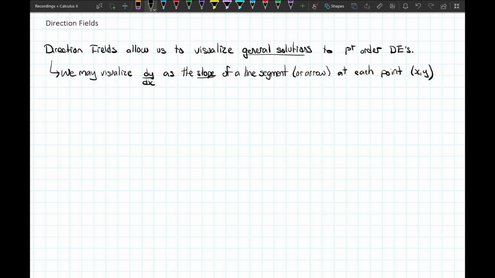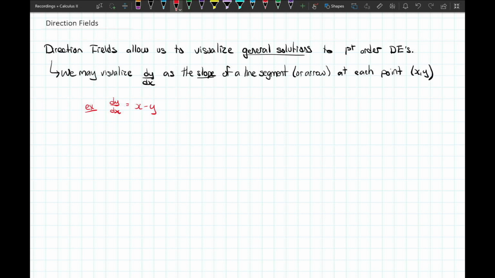Now, let's try this by hand, and you'll see it's quite tedious, and we can turn to a computer algebra system such as Maple to do the job a little better. Let's start off with dy/dx equal to x minus y. Okay, well, dy/dx means that y is our dependent variable, x is our independent variable.